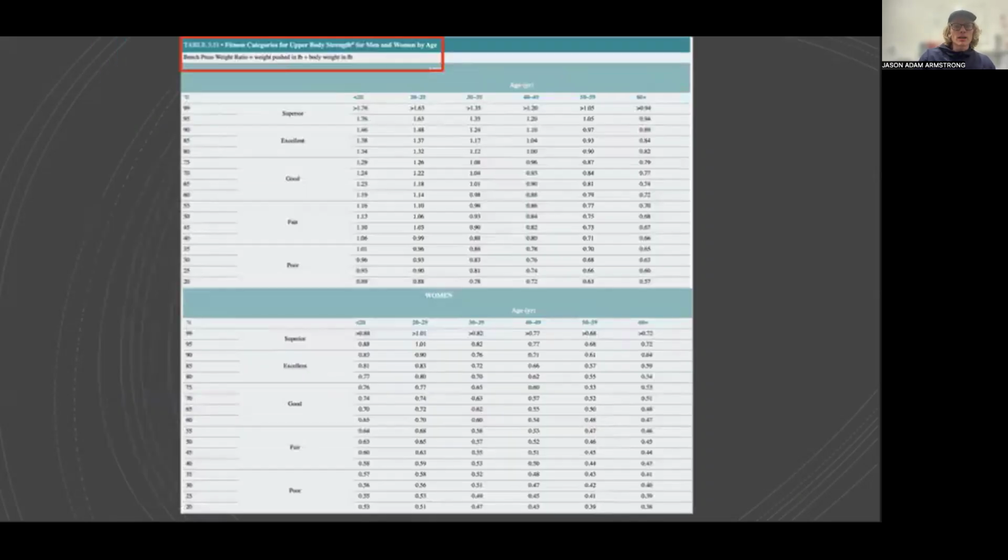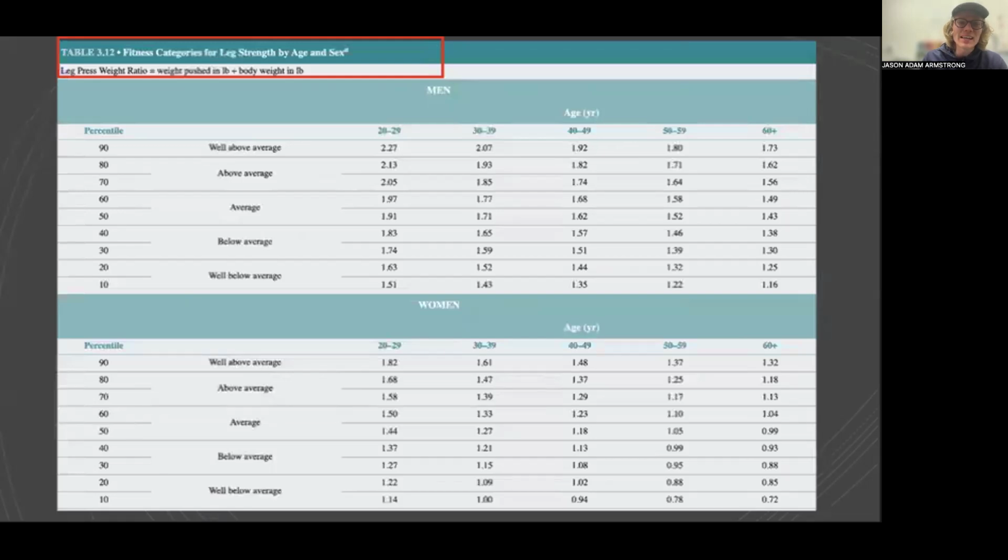Okay, here are my fitness categories for upper body strength that ACSM provides. Again, you see up here it's the bench press weight ratio: the weight lifted in pounds divided by body weight in pounds. Again, age and sex stratification here. From our example, we were looking at a female who was 50, so we're in this category. Both of those females, the values that I gave you would have put them well above the superior range, but then I realized I did it for leg press, not bench press, and thought, wow, these are really low values. Let's take a look at it for leg strength.